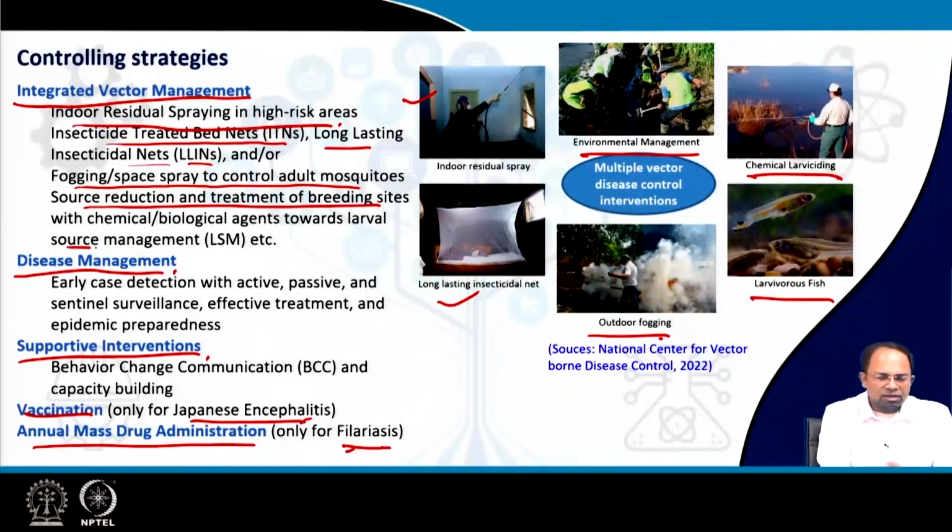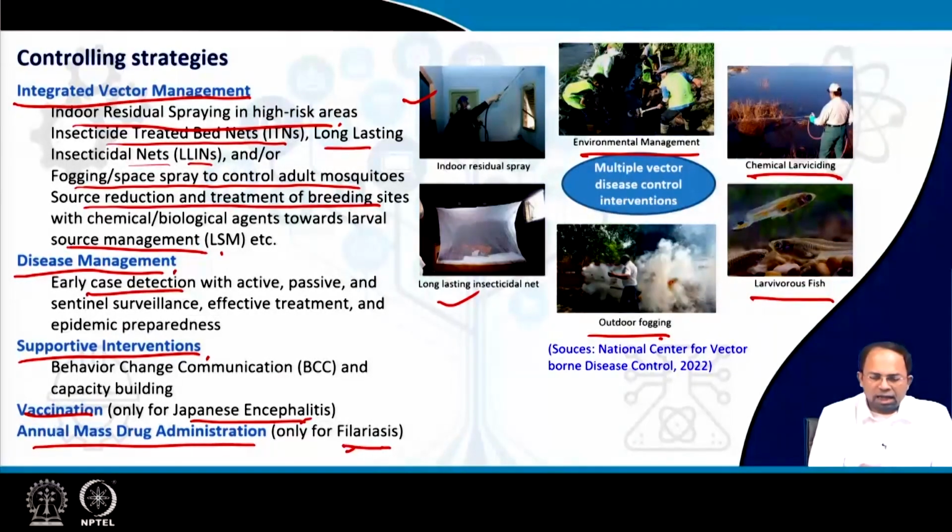And other kinds of source management measures could also be taken, like overall environmental cleaning or environmental construction, which will reduce stagnated water or environments where mosquitoes can grow. Disease management is, once you are infected, then we have to manage the disease, we have to control the disease.